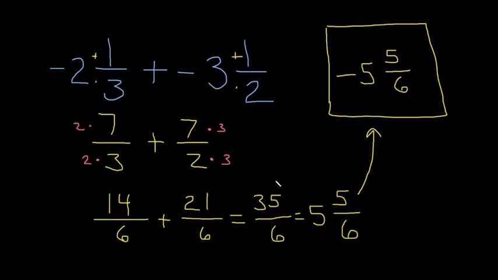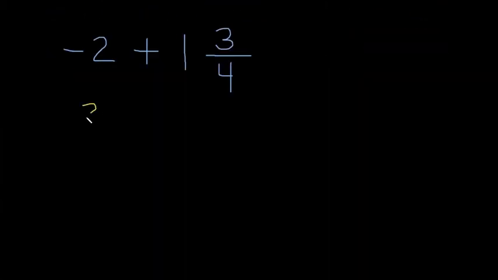Let's change that to 2 over 1. And this is a negative 2 plus, and we're going to go ahead and convert this. 1 times 4 plus 3 is 7. So 7 goes on top. 4 stays the same.